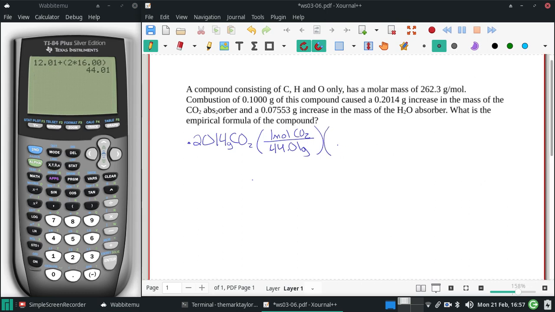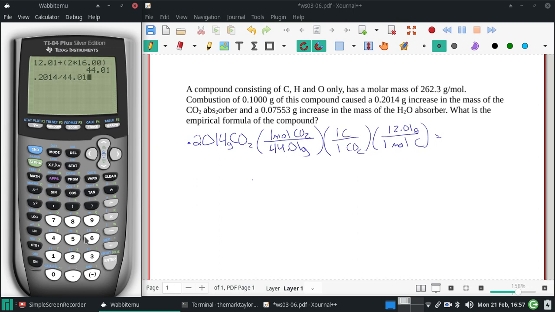For every 1 CO2 we have just 1 carbon, and 1 mole of carbon has a mass of 12.01 grams. So let's see, I got 0.2014 divided by 44.01, times 1 divided by 1, times 12.01. I have 0.05496 grams of carbon.